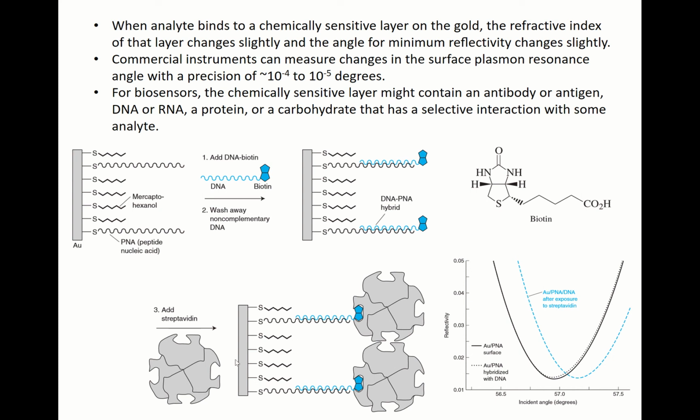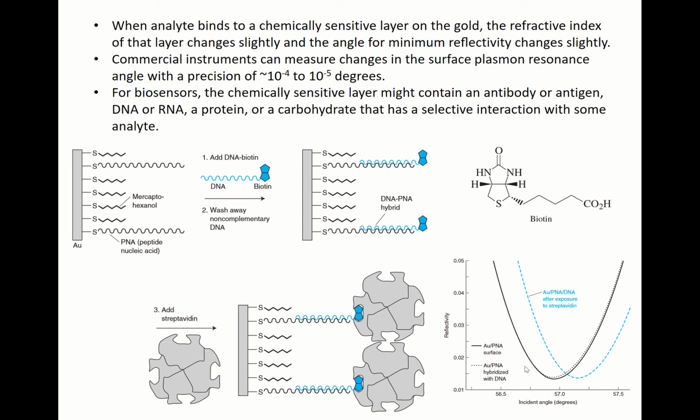Here is an illustration. After you attach this biotin, then avidin, streptavidin, comes in. Now you see the shape; this is specifically this avidin. In this case, streptavidin is bound to the surface. This interaction is specific, and then the surface plasmon changes.